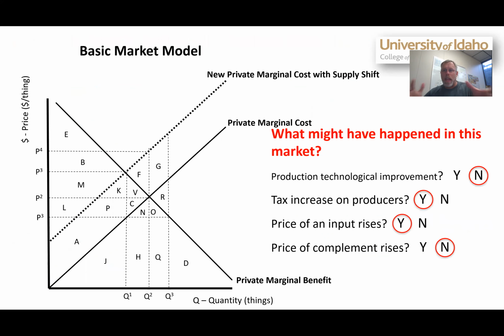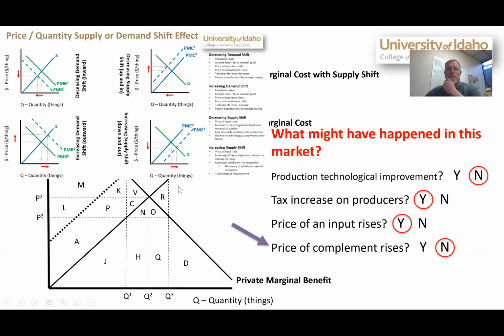When we went over this in class, I had this slide where we had a decrease in supply, so that supply shifted up to this new curve, and I asked what might have happened in this economy, and we got down here to where the price of a complement rises. That was me thinking too fast about what a complement would be. If I'm looking down here, for this decreasing supply, the price of an input rises. So these would be complementary inputs. Complements are things that you use together.